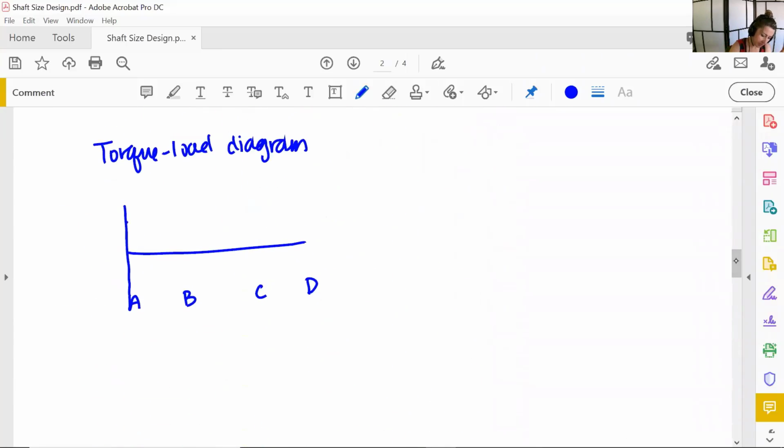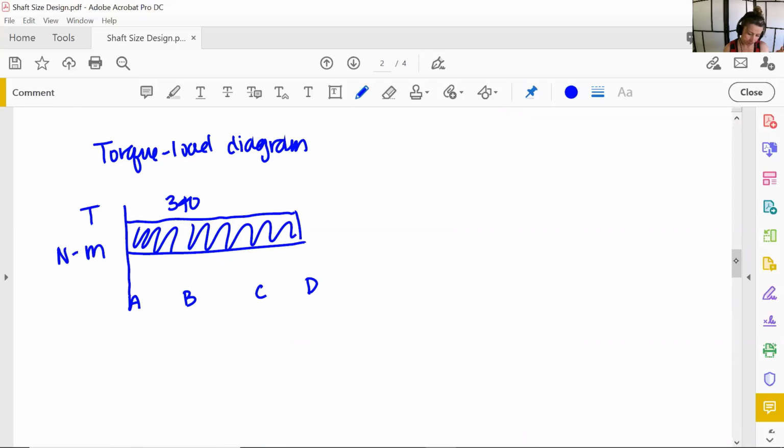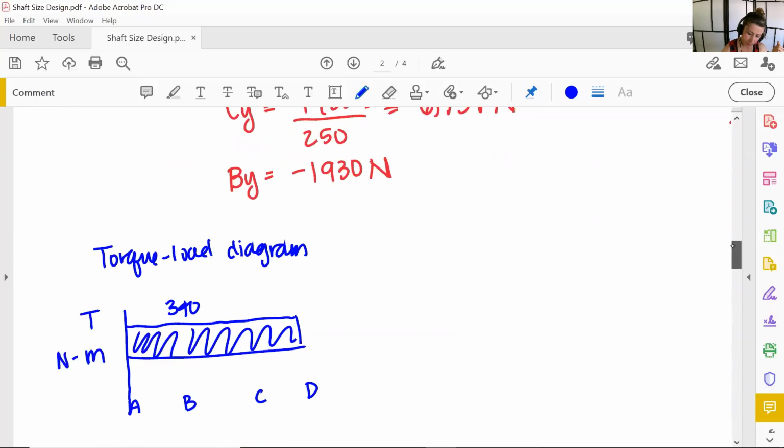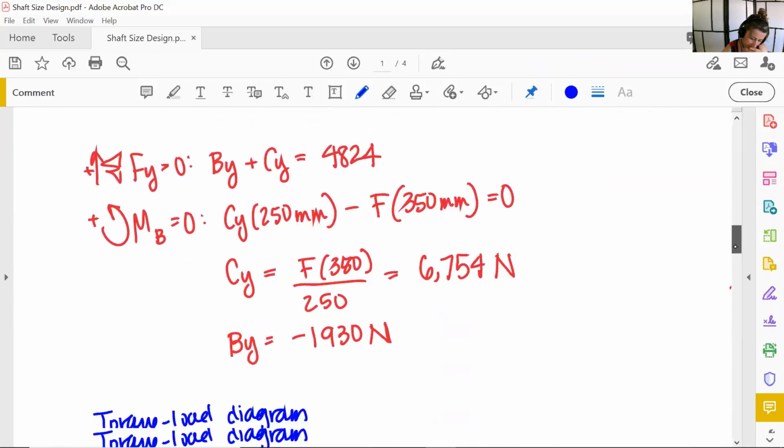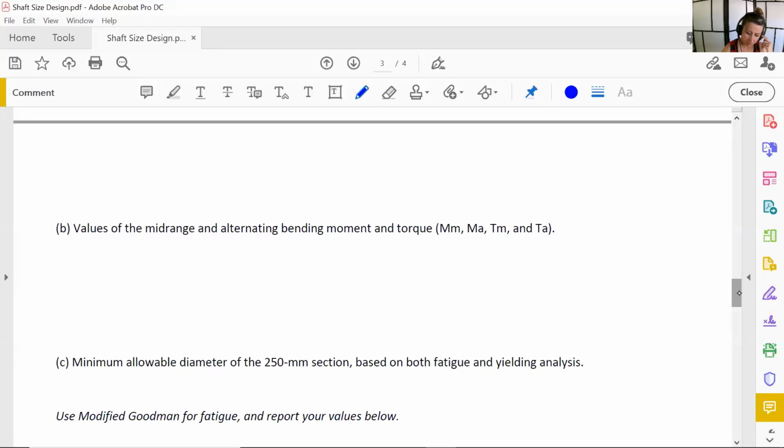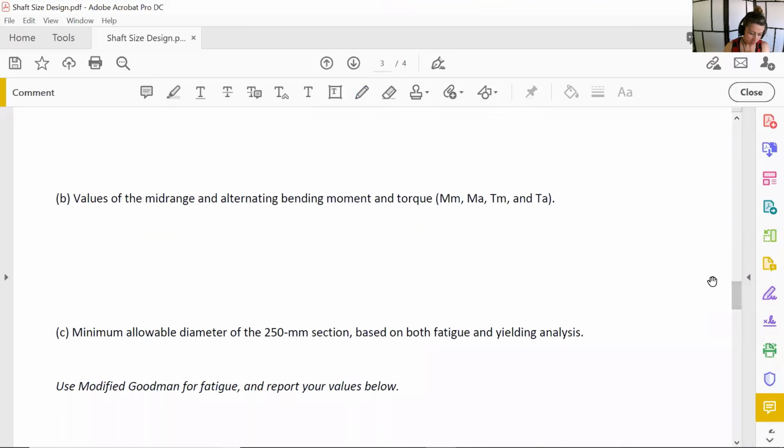This is not always the case. And it's constant and steady. So 340, and this is in Newton meters. Now let's find the values of the mid-range and alternating bending moment and torque. So Mm, Ma, Tm, and Ta.